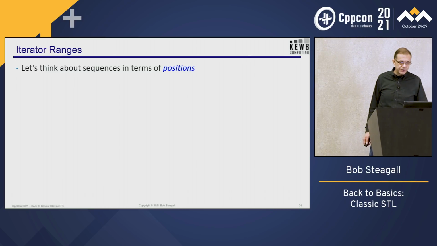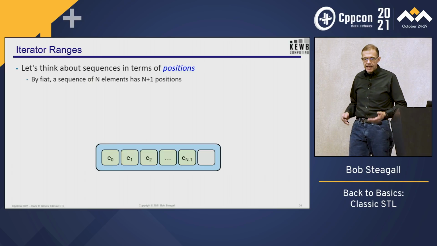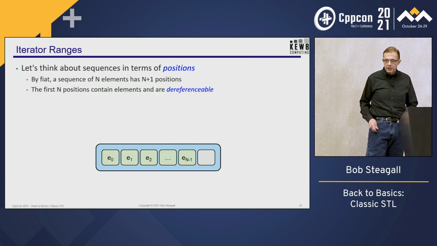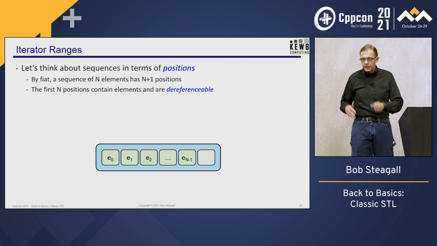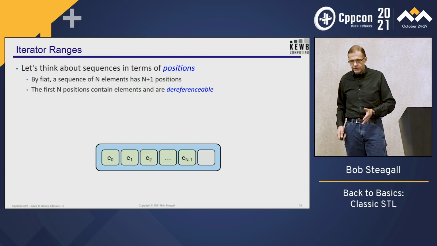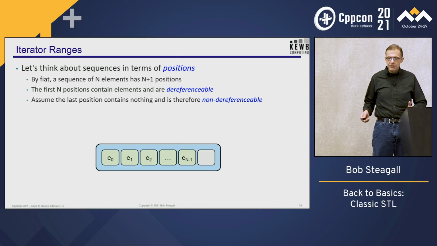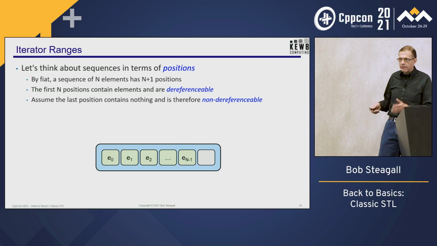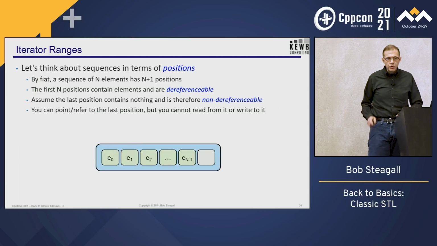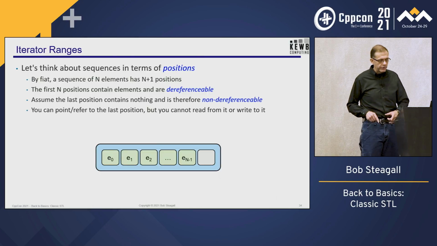So let's think about sequences then. Think about sequences in terms of positions. By fiat, let's say that a sequence of n elements has n plus 1 positions in it. The first n positions of that sequence contain elements and they are dereferenceable. We can refer to them, we can dereference them, and by dereferencing them, we can read the values of those elements. And we will assume that the last position contains nothing. There's nothing there to be dereferenced, and dereferencing that is an illegal or invalid operation, and it's therefore non-dereferenceable. You can refer to the last position, but you cannot write to it or read from it.